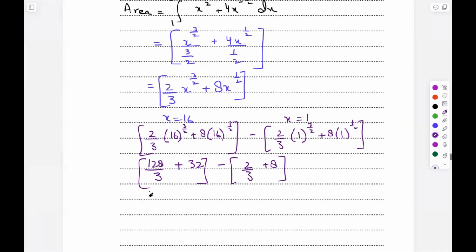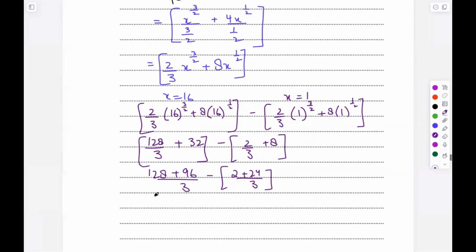So taking the LCM, we can write it as 128 plus 32 into 3, which is 96, upon 3, minus, simplifying this, we'll get 2 plus 24 upon 3. So 128 plus 96 equals 224 upon 3, and this will become 26 upon 3. So 224 minus 26 is 198, and 198 divided by 3 will be equal to 66.